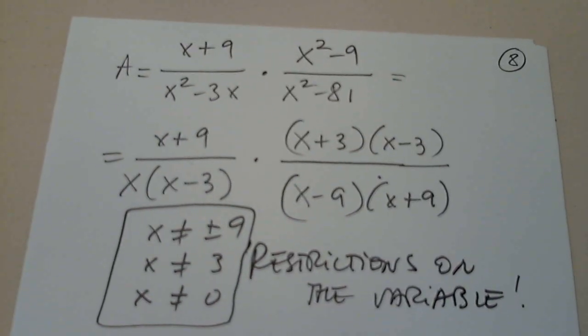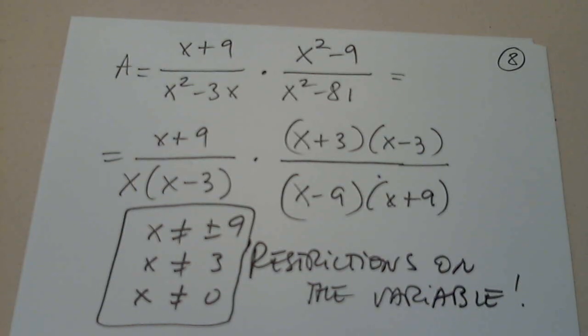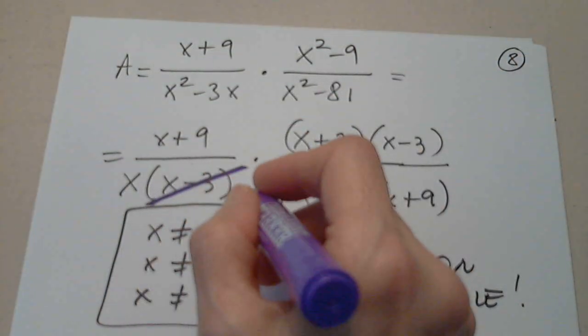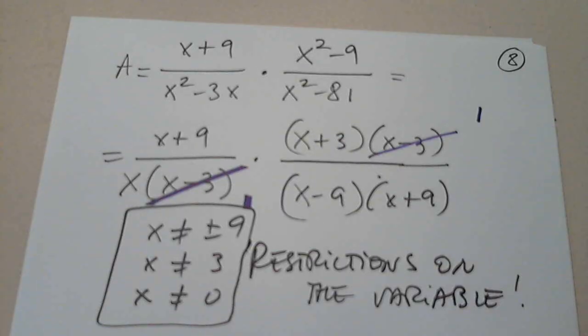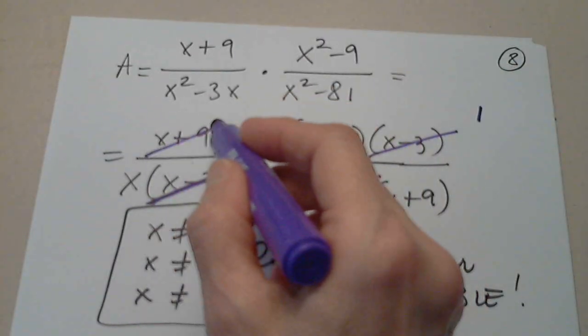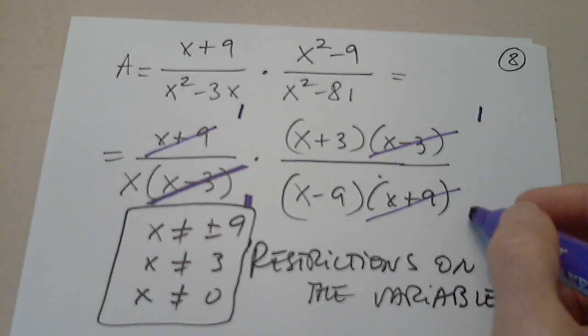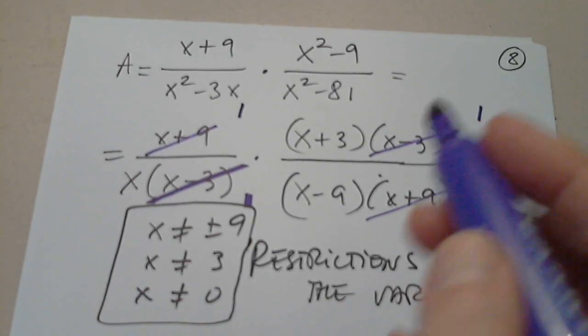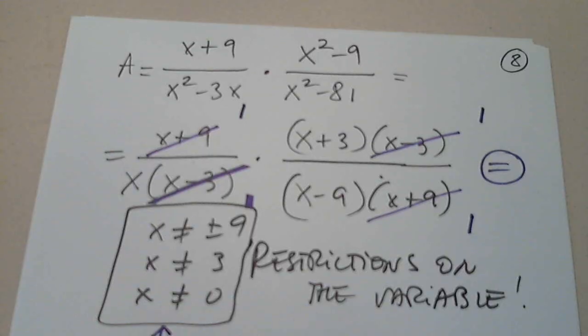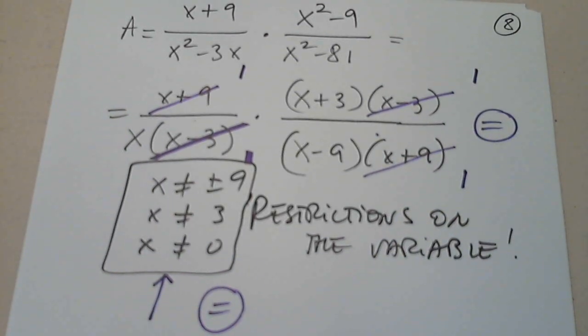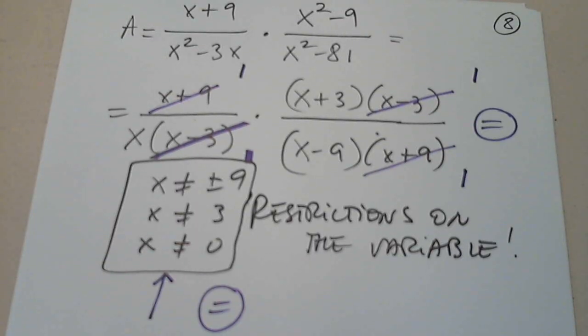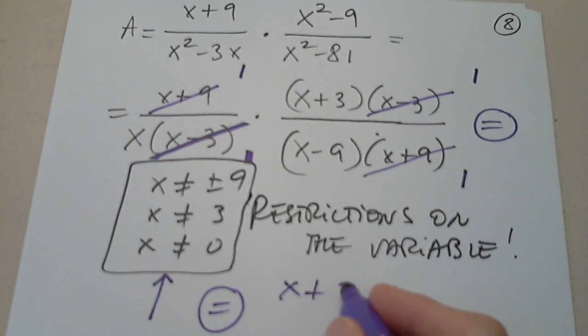Now, after I stated the restrictions on the raw expression, I am allowed to simplify. I will simplify the x minus 3 from the denominator with an x minus 3 from the numerator. I will simplify an x plus 9 from the numerator with an x plus 9 from the denominator. And now I will write the final simplified form, assuming all conditions are fulfilled. The simplified form is x plus 3 over x minus 9.